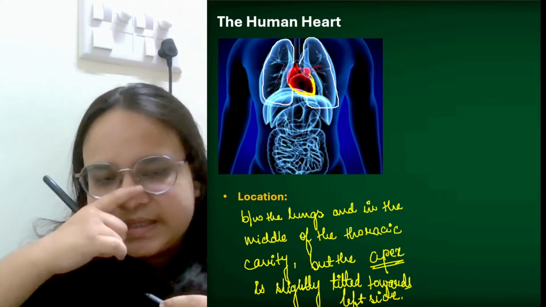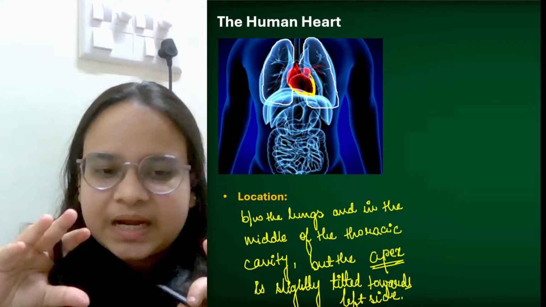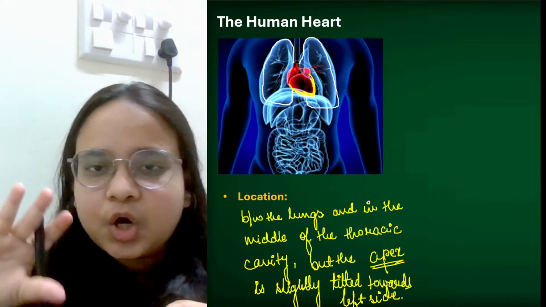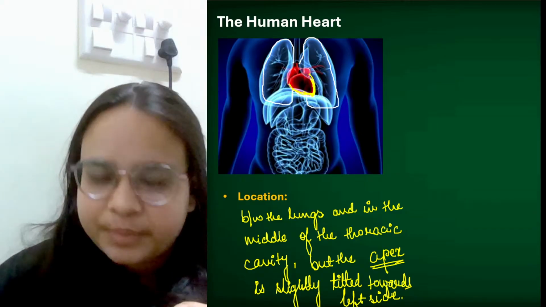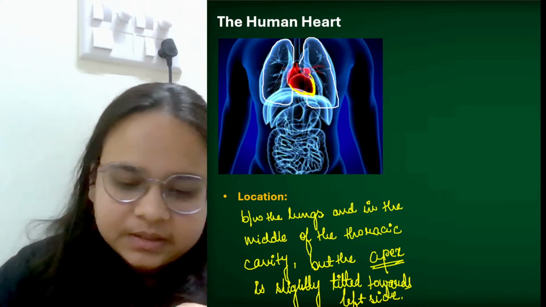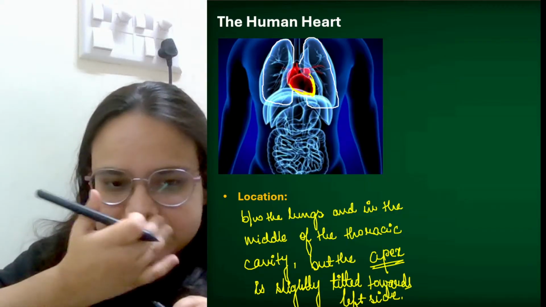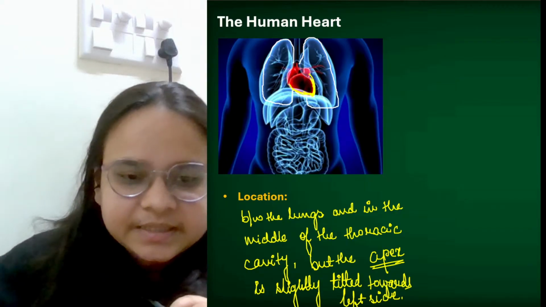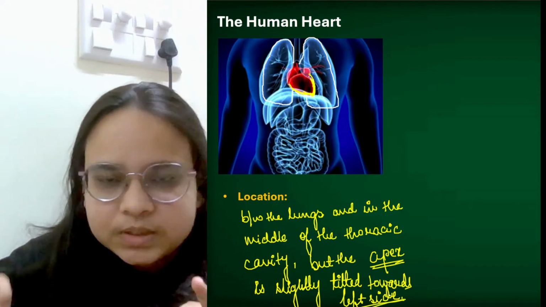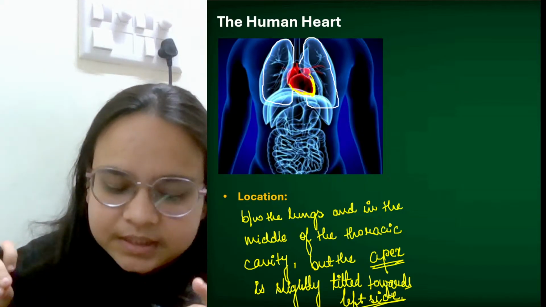Fine. So it's quite easy: between both the lungs, the space between the two lungs is the thoracic cavity. Now, cavity is nothing but a hollow space, and sometimes it can also be called a lumen. We have already discussed that it is not exactly placed towards the left side, but rather the apex part is tilted towards the left side.